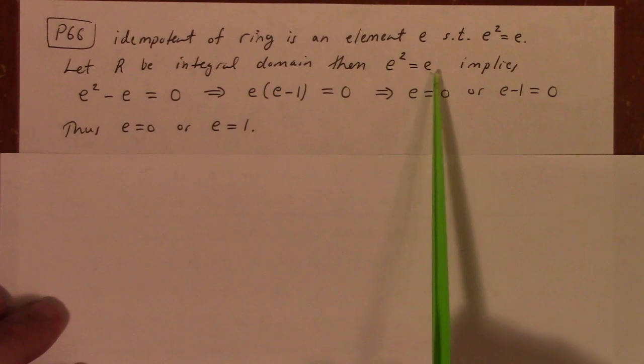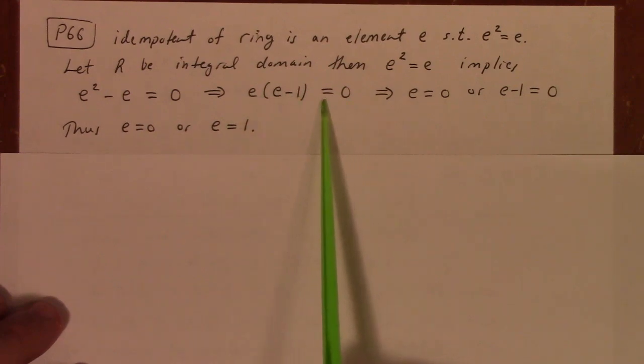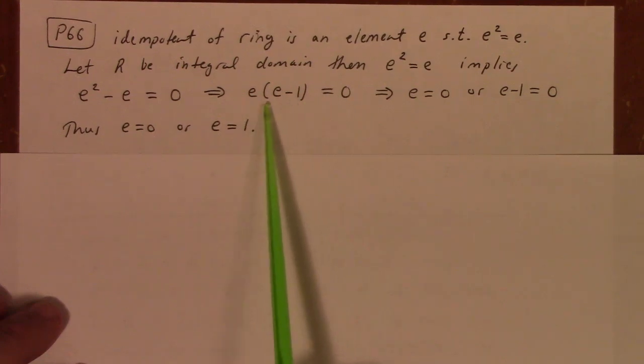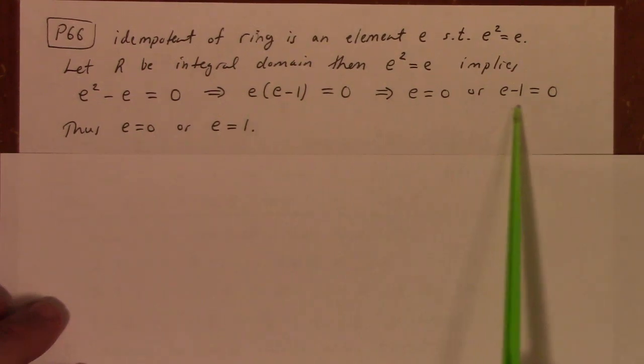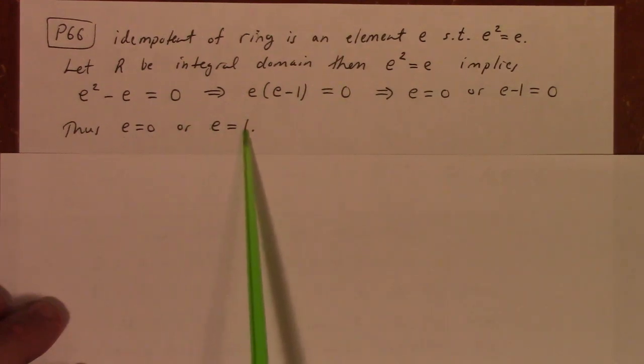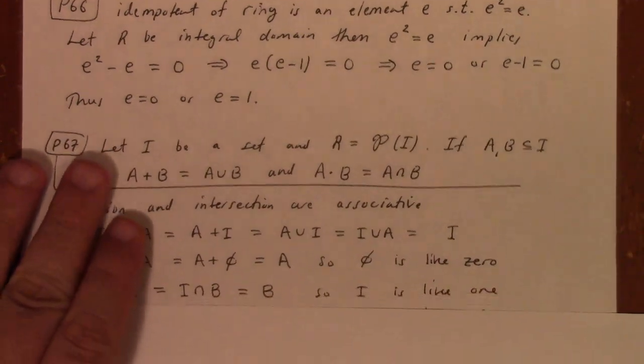So if we have E squared equals E, that gives us E squared minus E is equal to 0. But then we can factor that, like so, in the commutative ring, where the usual laws of algebra hold. And if that's equal to 0, that means either E is equal to 0 or E minus 1 is equal to 0, in which case we either have E is 0 or E is 1. And that was what we were asked to prove, that if you have an idempotent in an integral domain, it's necessarily the case that the idempotent is either 0 or 1. And there it is. Well, that was pretty easy.